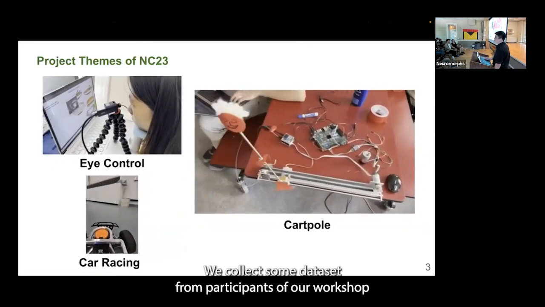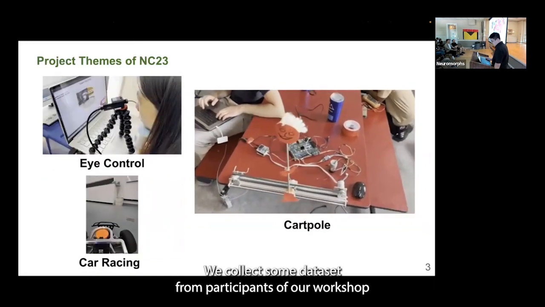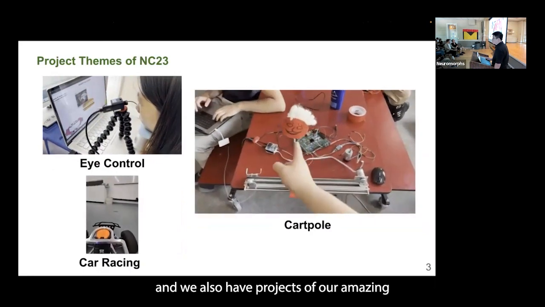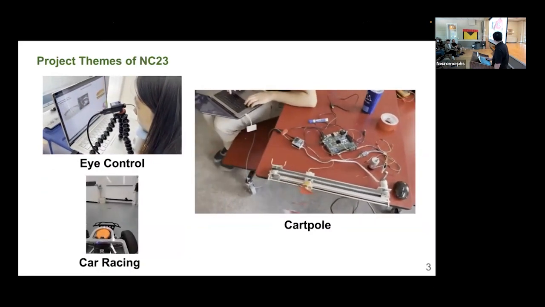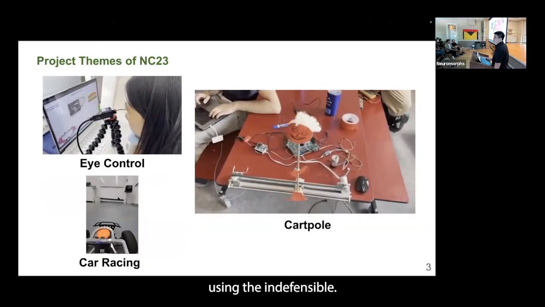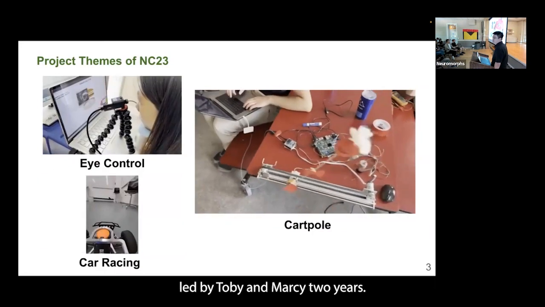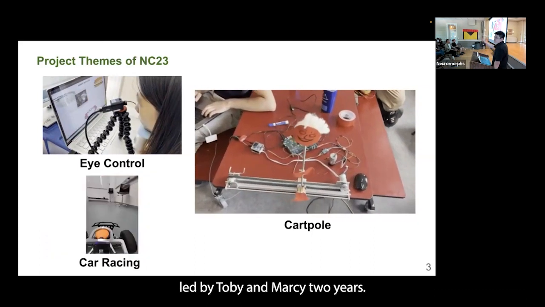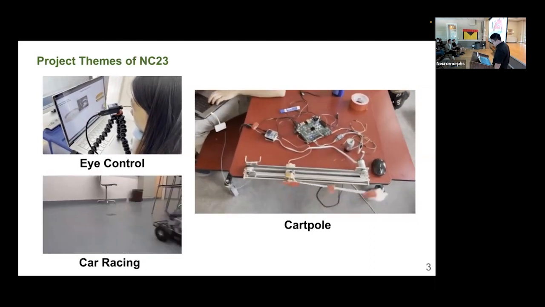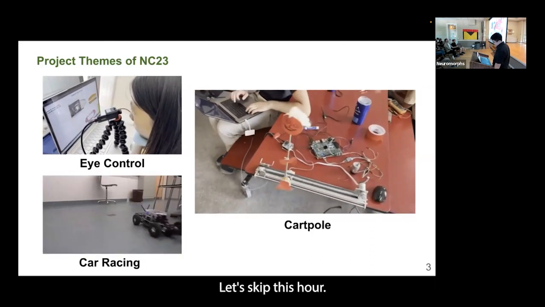We collect some data set from participants of our workshop. And we also have projects of car racing using the Invincible. I think that it's a platform developed by a big team led by Toby and Marcin for 2 years. Yep. Okay, let's skip this part.